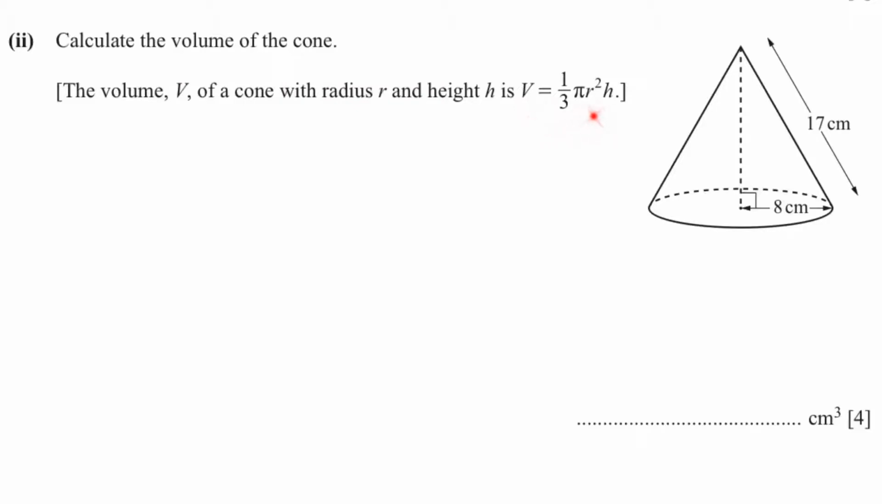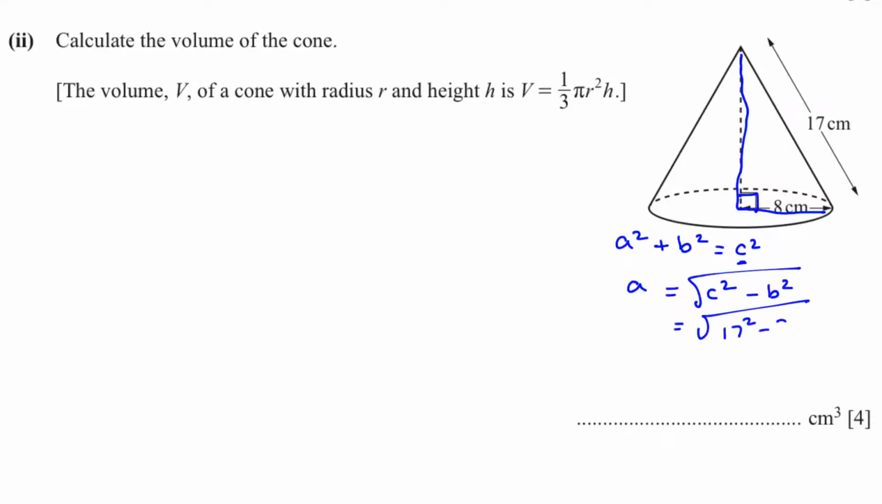Volume is equal to 1/3 pi r square h. We don't have the h. The height we don't have. We can find it using the Pythagoras theorem because it's a right angle triangle. So a square plus b square is equal to c square. The hypotenuse is your c, that is given to you. Therefore, a is equal to c square minus b square, and we square root the answer.